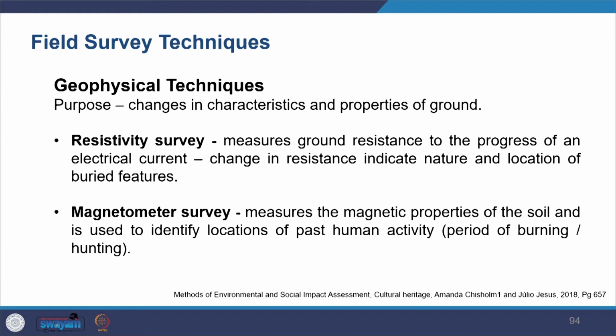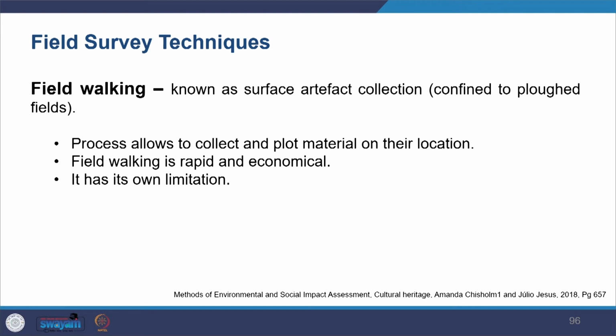Then you also have the magnetometer survey. So this also measures the magnetic properties of the soil and is used to identify the location of past human activity, like burning, hunting, and so on. Then you also have field walking, which we had also seen before. Where, as you walk along the plowed field, you try to collect the artifacts, and in that process you collect and plot material on their location. So you create maps, and then the rate at which you find those elements. So this field walking is said to be very rapid, it helps you to understand things rapidly, and it's also said to be very economical.